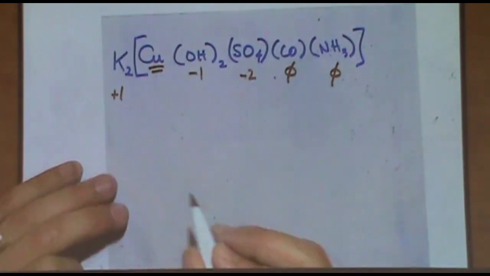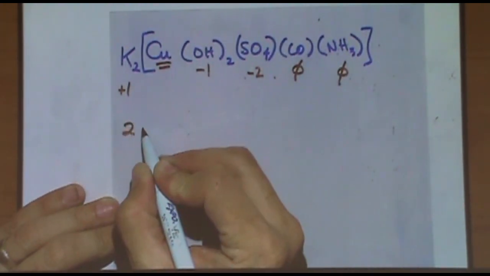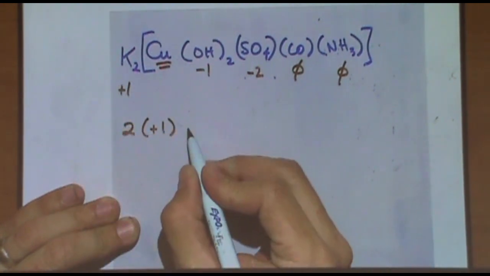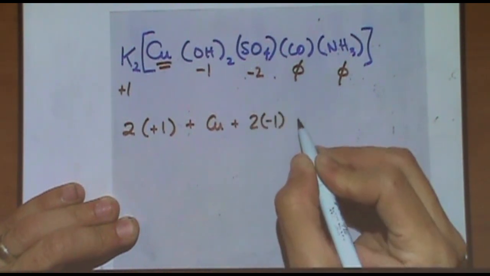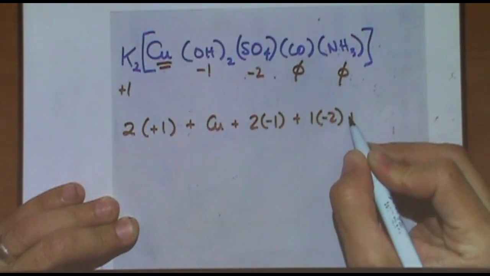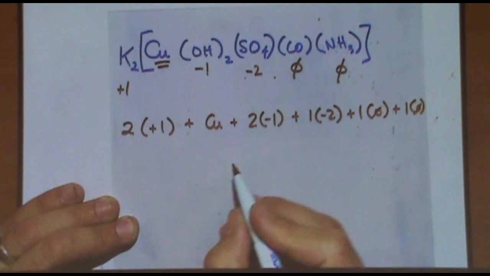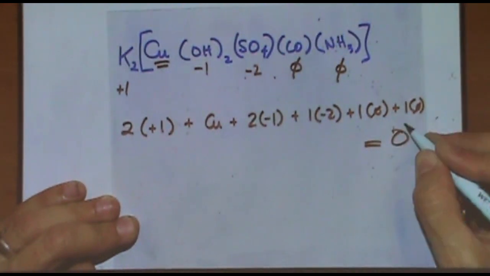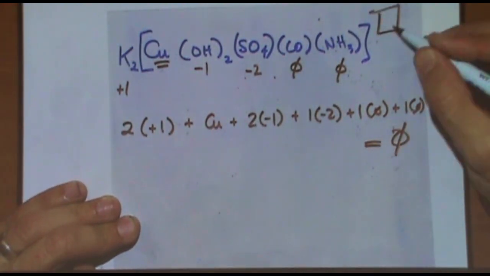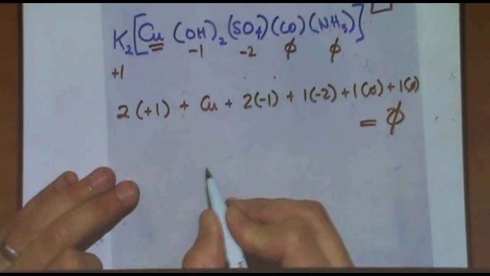So, let's see what we've got. Many of you probably do this in your head, but I'll write it out. 2 plus 1 is that one, plus copper, that's the one we want to know, plus 2 negative 1s, plus 1 minus 2, plus 1, 0, plus 1, 0, equals the overall charge. There's no number written here where my pen is, so 0. There's no number right there where that round box is. So it's 0. All right, just a little algebra now.